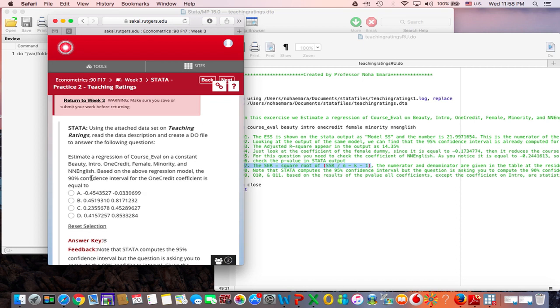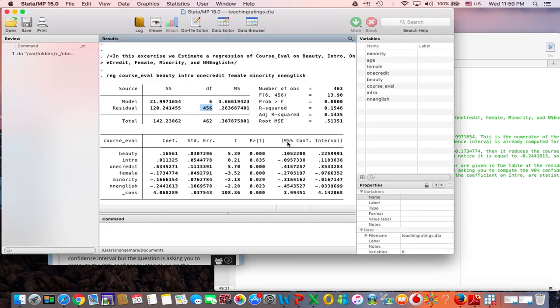Question number 8, based on the regression model, the 90% confidence interval for the 1 credit coefficient is equal to. Again, this question is a bit challenging because what we have here is a 95% interval. So you need to compute it for 90%. In order to compute a 90% interval, you need a different critical value. So you need the coefficient, then plus or minus the critical value for the 10% level, which is 1.645, multiplied by the standard error of the coefficient. And this is exactly the formula for the confidence interval.